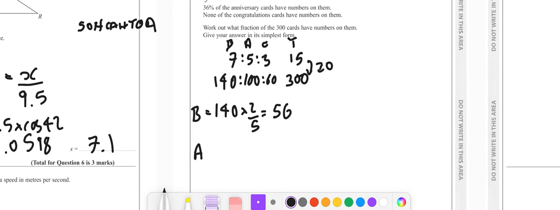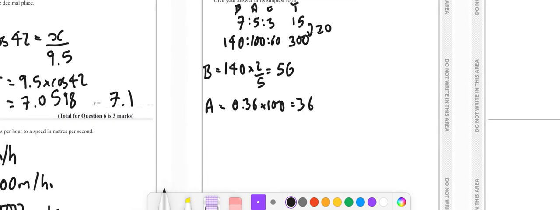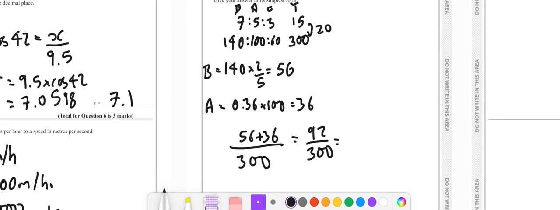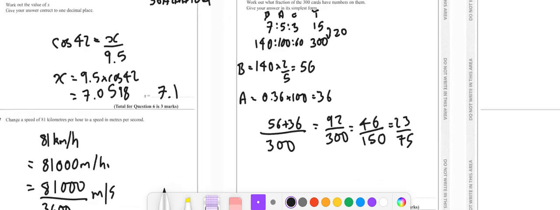And then the anniversary is 0.36 times 100, which is 36. So the fraction of the 300 cards is, total of that, 56 plus 36 out of 300, which is 92 out of 300, which is half it, 46 out of 150, which is 23 out of 75, and that's then prime, so I think that's as far as we can go. 23 is prime.